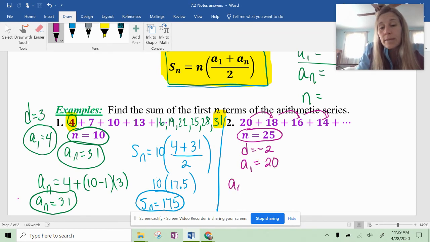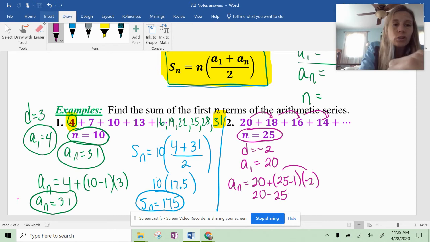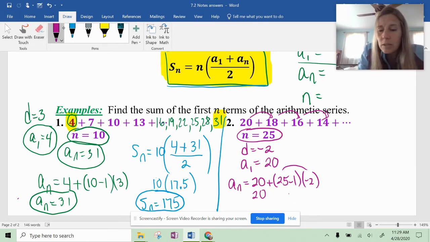So to find my a sub n, I'm going to do 20 plus n minus 1, which in this case would be 25 minus 1, times that d, which is negative 2. Now be careful because you're distributing that negative. Actually, you can do it that way, it should still work, but 25 minus 1, just use PEMDAS, it's easier. 24 times negative 2 is negative 48, and then that's going to be negative 28. So my a sub n is negative 28.